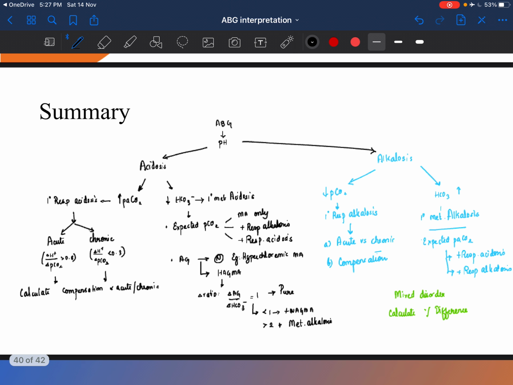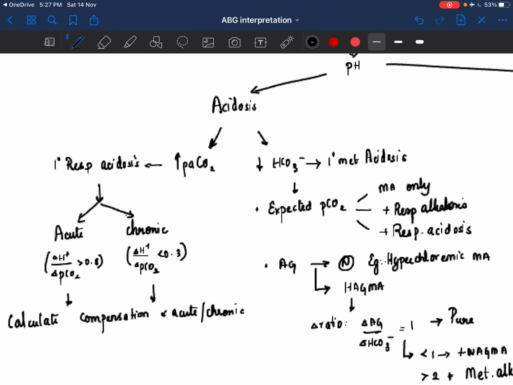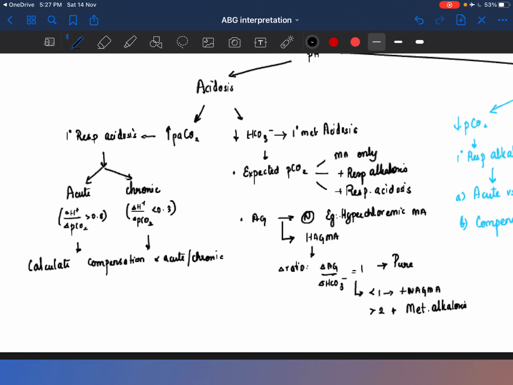So, to summarize everything, you have an ABG, you do a pH assessment, you see that it is acidosis. I am sorry, this is not looking very neat, I did not realize it is going to change like this. So, if it is acidosis, see if it is a respiratory acidosis or a metabolic acidosis by looking at your carbon dioxide and bicarbonate concentration.